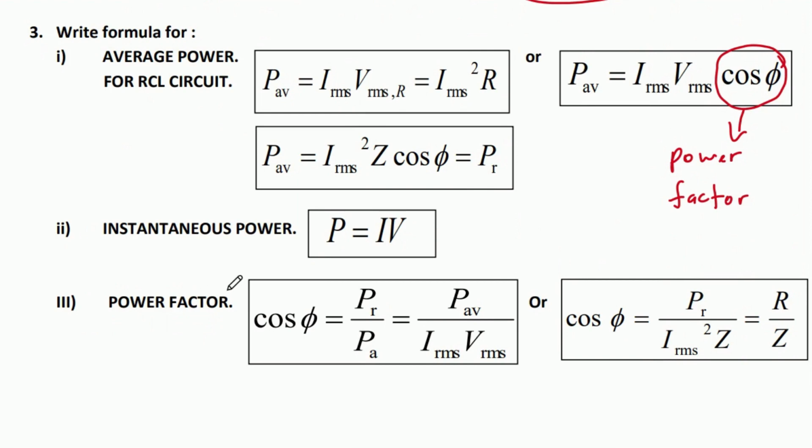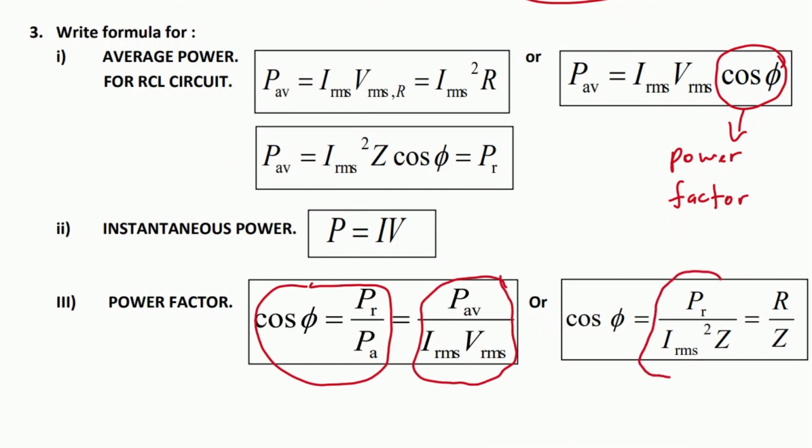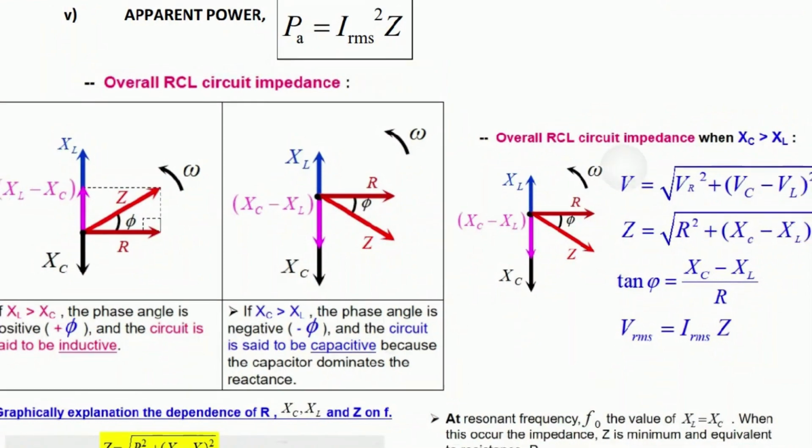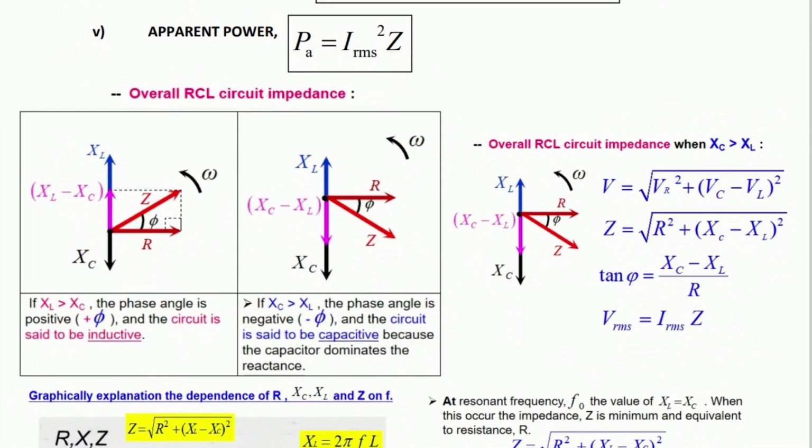For the power, a few formulas to calculate the power factor. First, cos theta equals PR over PA, or P average over I RMS V RMS, or PR over I RMS squared Z, or cos theta, the power factor, equals R over Z. So these are a few equations that you can use to calculate the power factor. Then for the average real power, PR equals P average equals I RMS V RMS cos theta. And for the apparent power, PA equals I RMS squared Z. So two types of overall RCL circuit impedance.